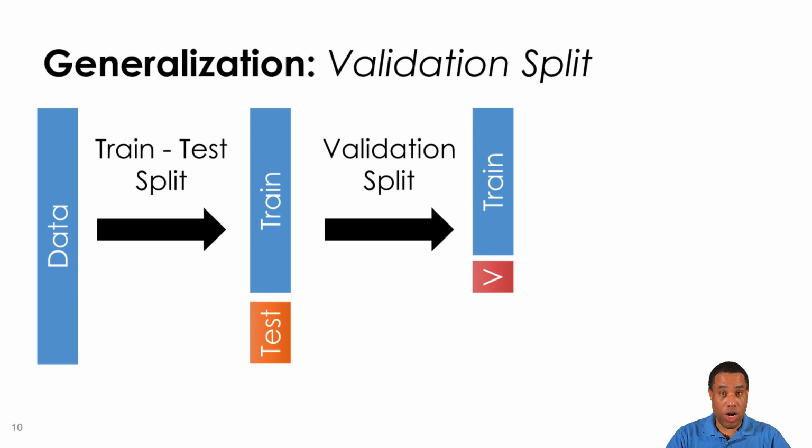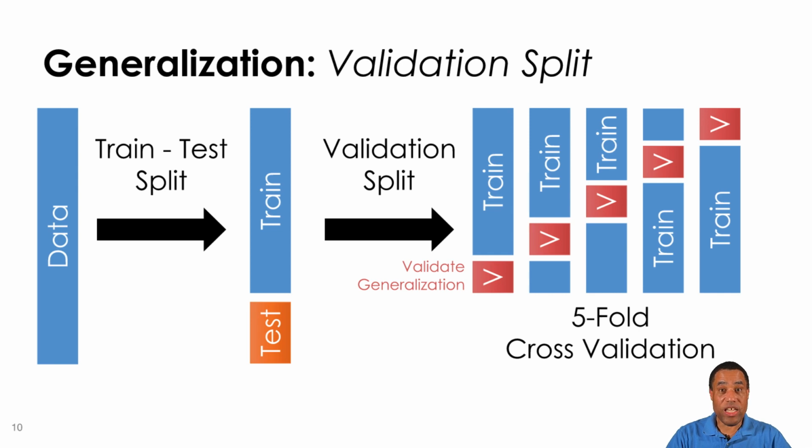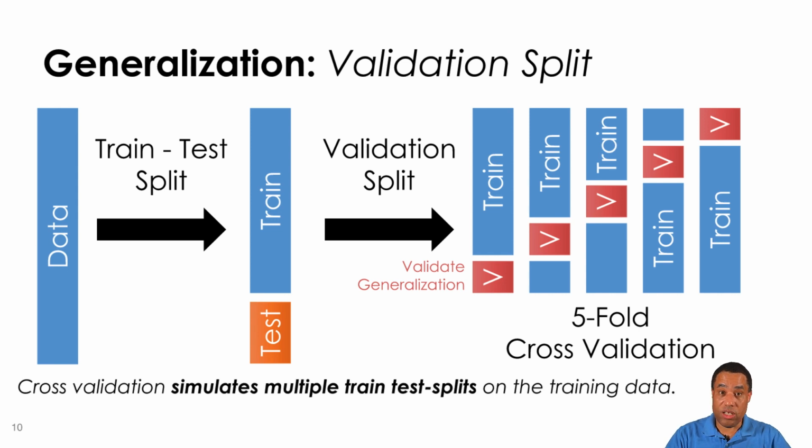Now we can take that process and repeat it multiple times. So that here we repeat it 5 times. So we take a different 20% sample each time and train 5 times. And so we can use that to tune our model. This is called 5-fold cross-validation. So cross-validation is going to simulate multiple training test splits on our training data. So it's the same thing that we want to do on the left with taking our data, training a model, and then testing it, but we're going to do it during the model training process.